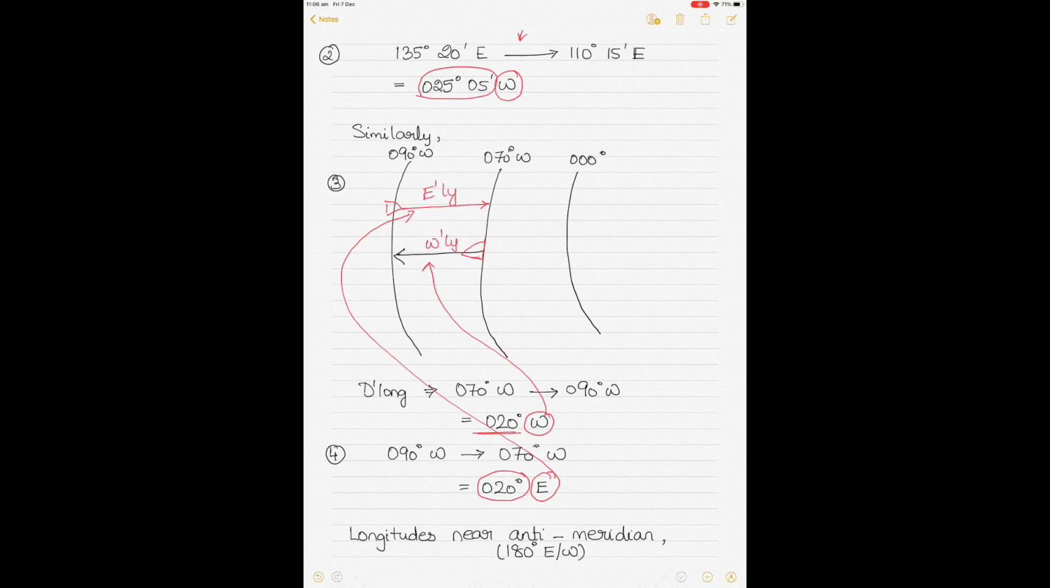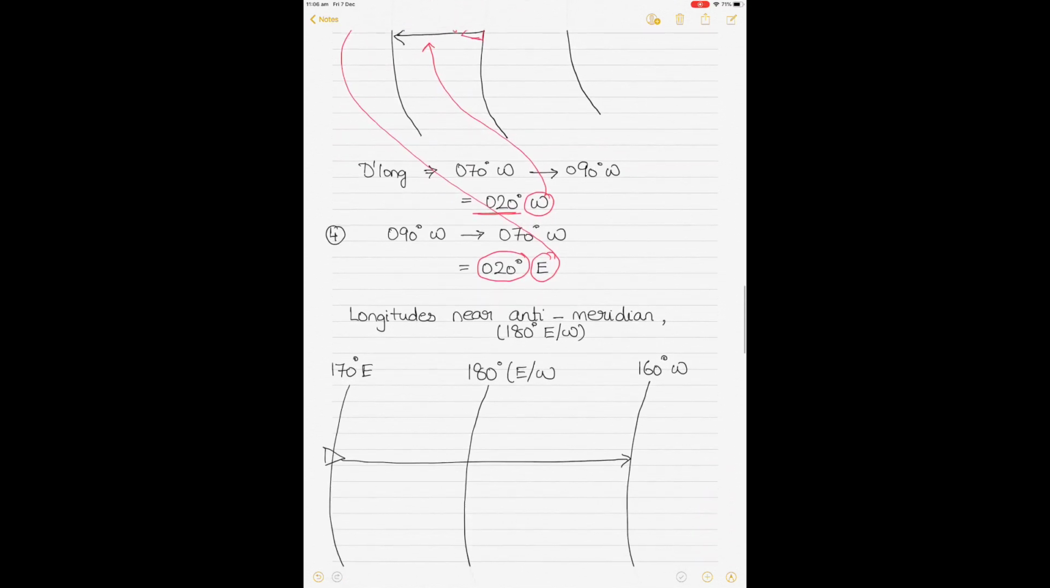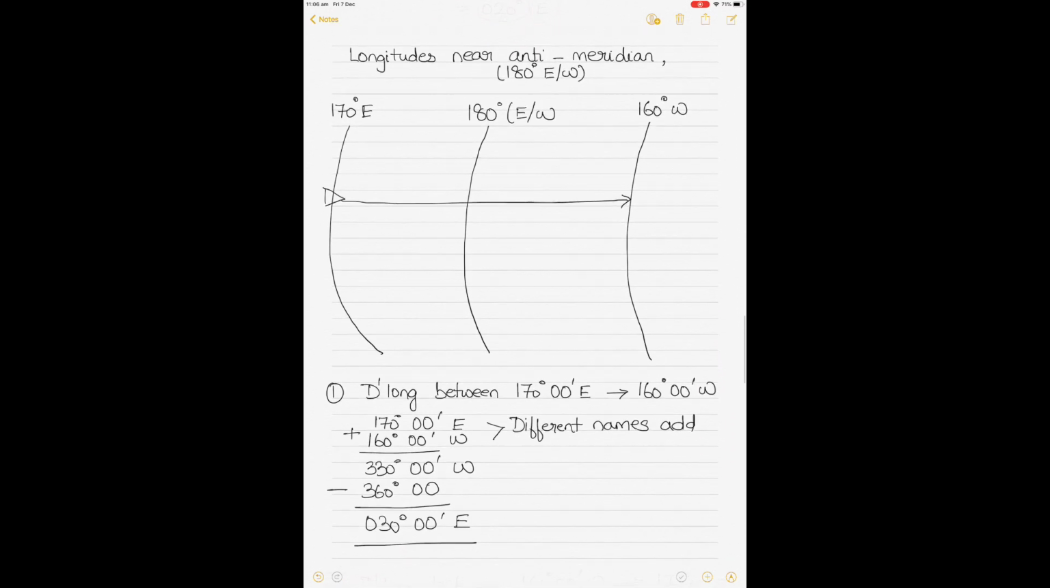However, there is one part which is a bit tricky in calculating Dlong. Let's go through that. Now the tricky part comes when the longitudes are near the anti-meridian, which is also called 180 degrees east or west. So the anti-meridian is on the opposite side of the 000 meridian, which is also called the prime meridian.